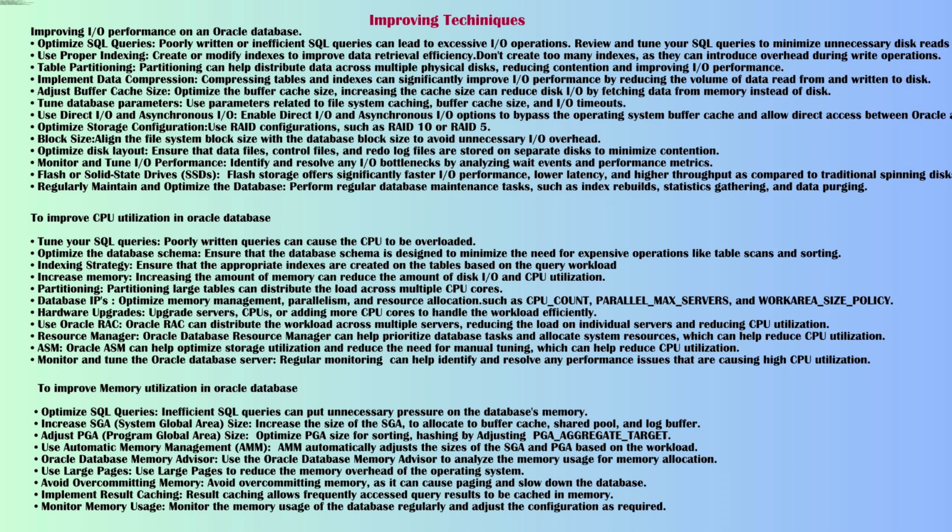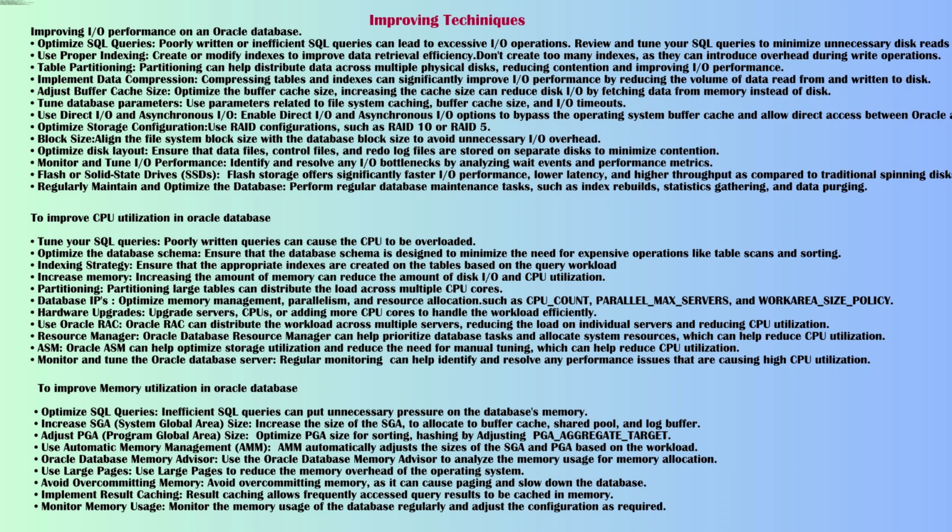How to improve CPU utilization in Oracle database. Improving CPU utilization in an Oracle database can be achieved through various methods. Optimize SQL queries. Poorly written or inefficient SQL queries can significantly impact CPU utilization. Analyze the execution plans of your queries using tools like the Oracle SQL Tuning Advisor or Explain Plan to identify bottlenecks and optimize them. Ensure you have appropriate indexes, use bind variables, and avoid unnecessary joins or full table scans.